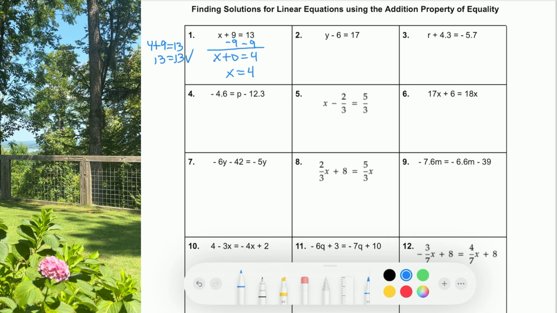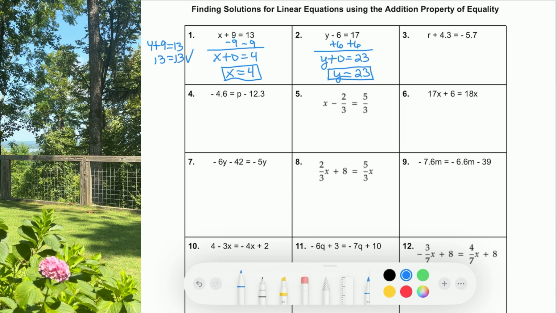All right, so number 2, I have a minus 6, so that means I'm going to add 6. Remember, we always do the opposite. So I get y plus 0 equals 23. So y equals 23. Well, is 23 minus 6 17? Yes, it is.